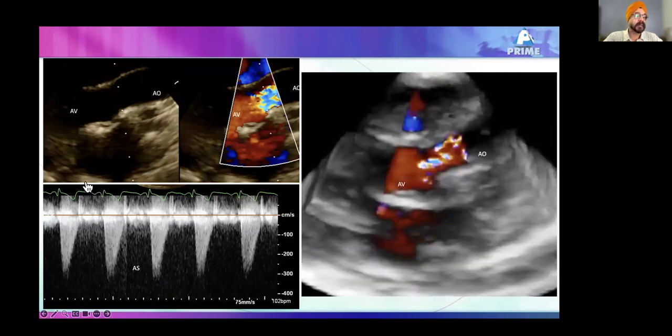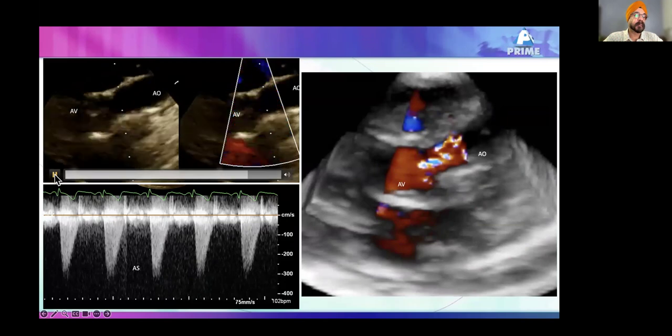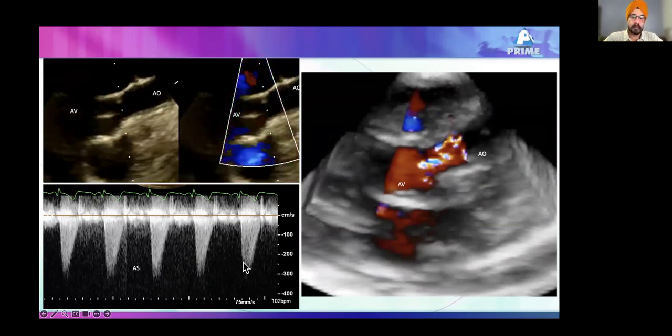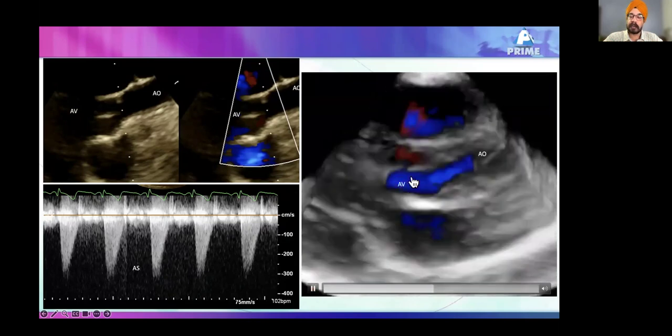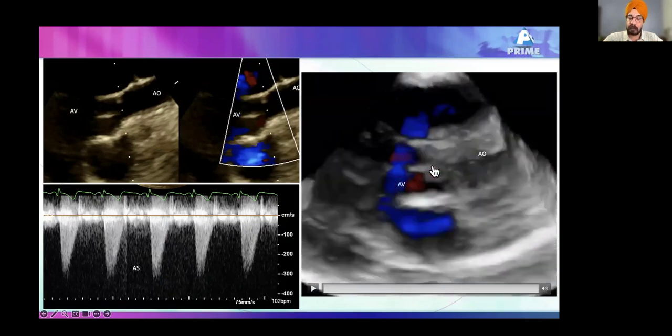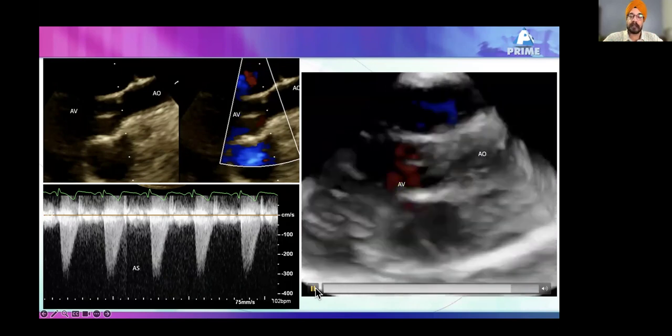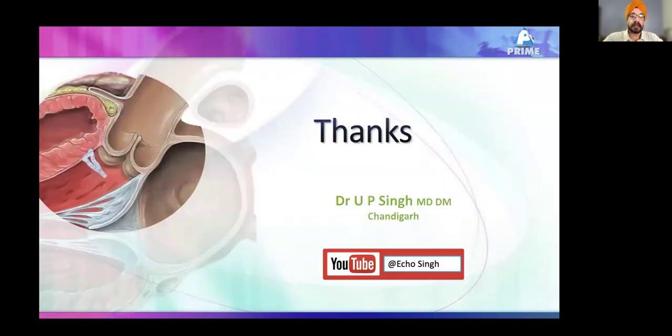Then there's another patient with supravalvular aortic stenosis, which was mild, and this is again the gradient across it, and you can see on a three-dimensional echo the flow across the hourglass obstruction.